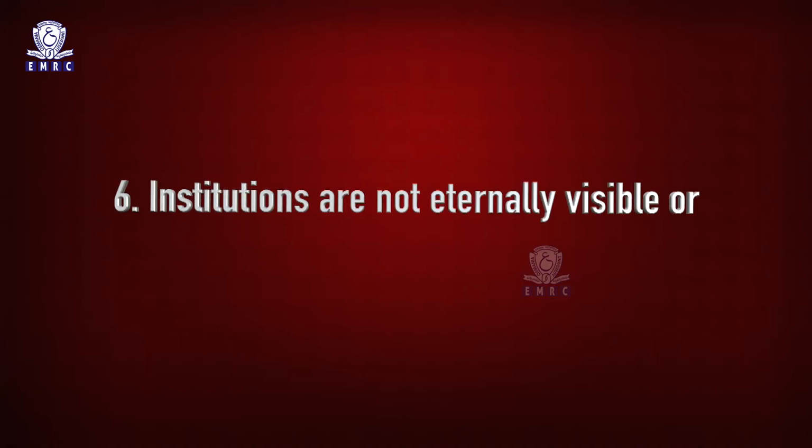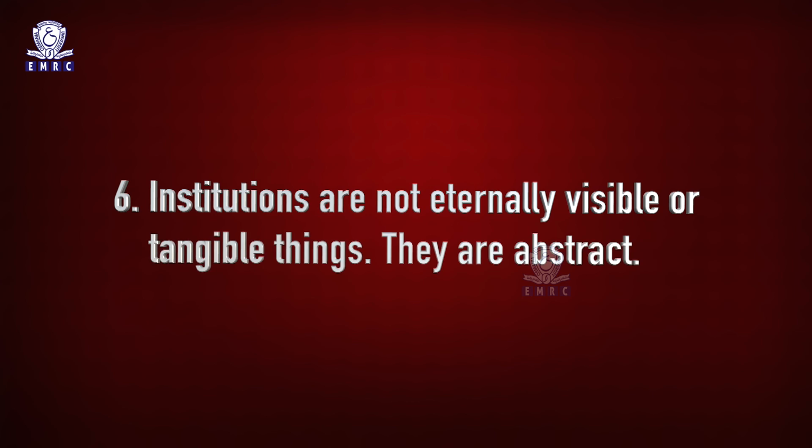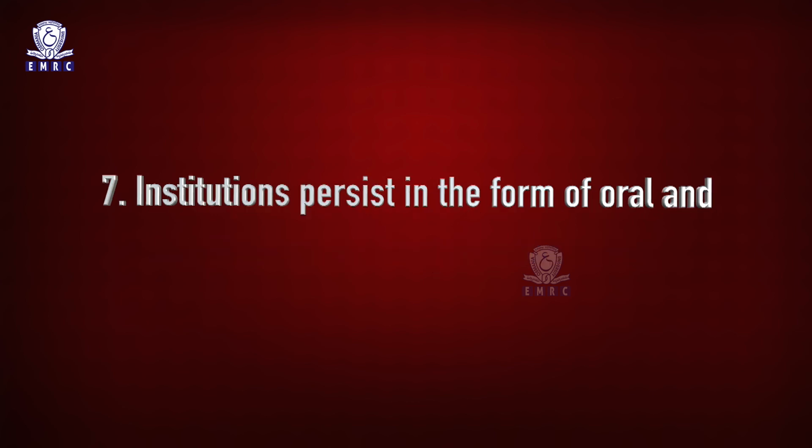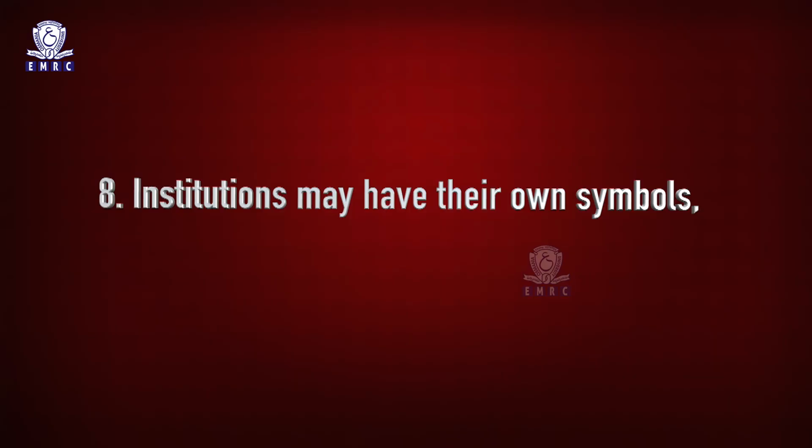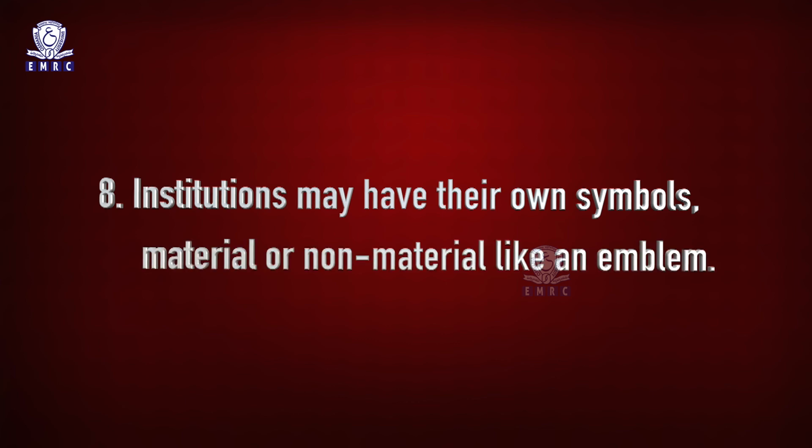Many institutions are enduring. Institutions are not externally visible or tangible things. They are abstract. Institutions persist in the form of oral and written traditions. They may be largely oral in primitive societies. In modern societies, they are written, and institutions like government may have their own symbols, material or non-material, like an emblem.